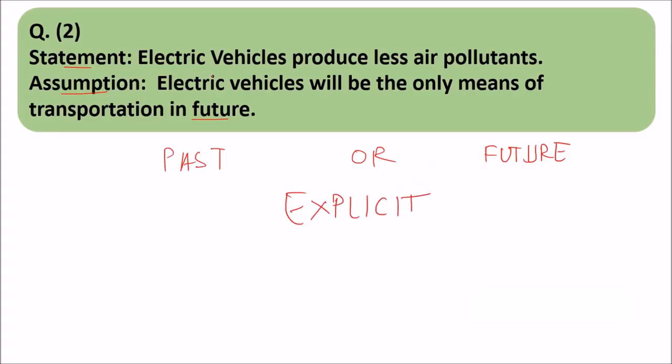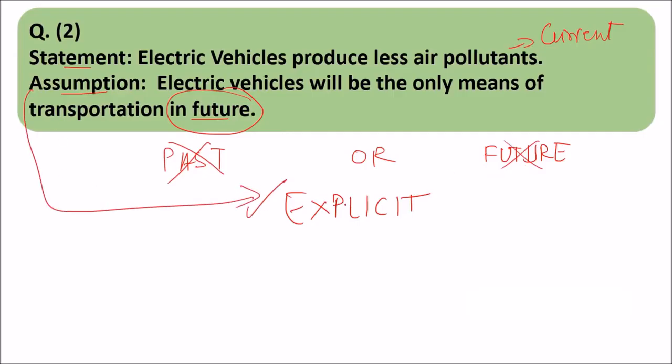Over here, statement is electric vehicles produce less air pollutants. This is the current state they are talking about. They are not talking about past or future. Assumption is talking about the future. So past and future. If the assumption talks about the past or future, it is always explicit. That means it is not implicit.